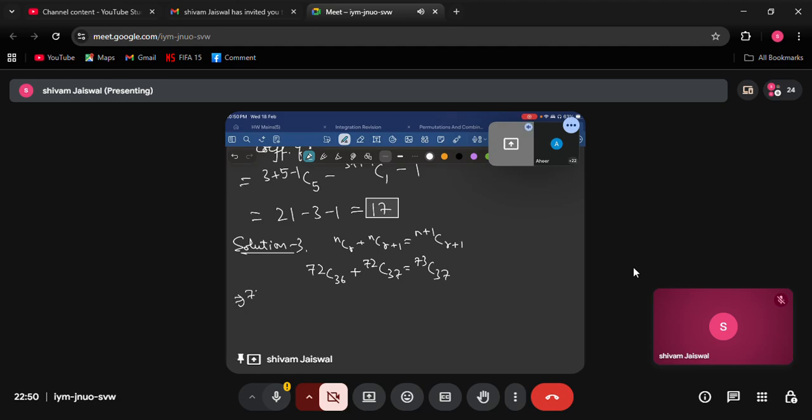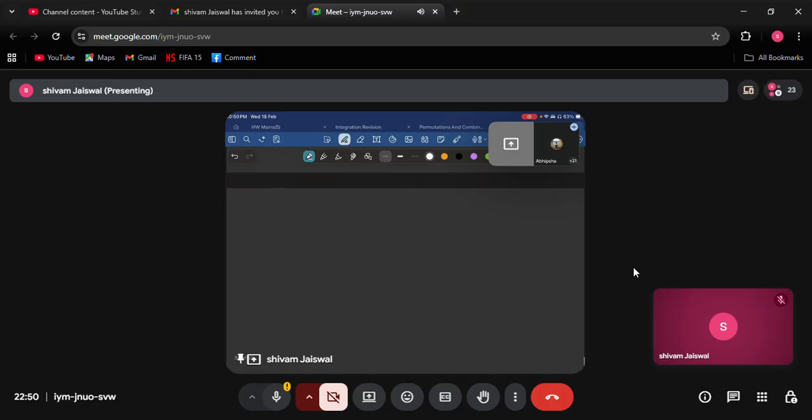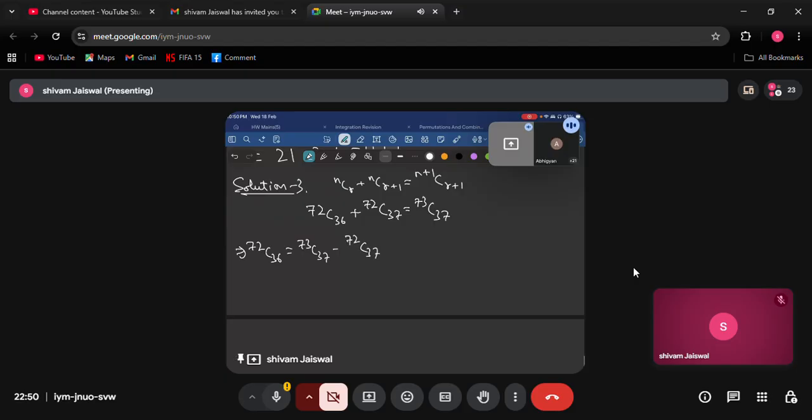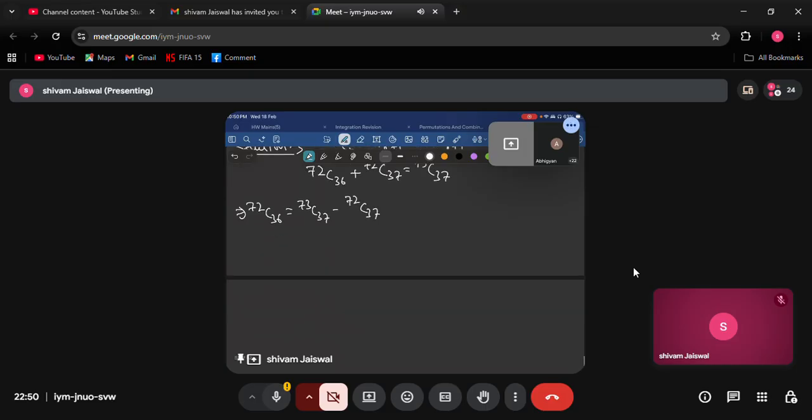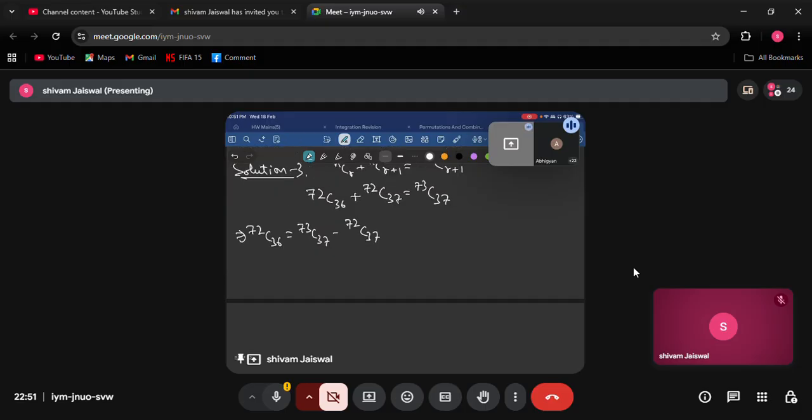So this implies 72C36 is nothing but 73C37 minus 72C37. Tell me, are you people getting it? If you didn't understand, you can ask me. Avisha, Abhigyan, are you getting it? Yes, sir. Abhigyan, did you understand the previous ones? Yes, sir. Shamili, are you getting it? Yes, sir. Okay. So 72C36 is equal to 73C37 minus 72C37. We can further move on.